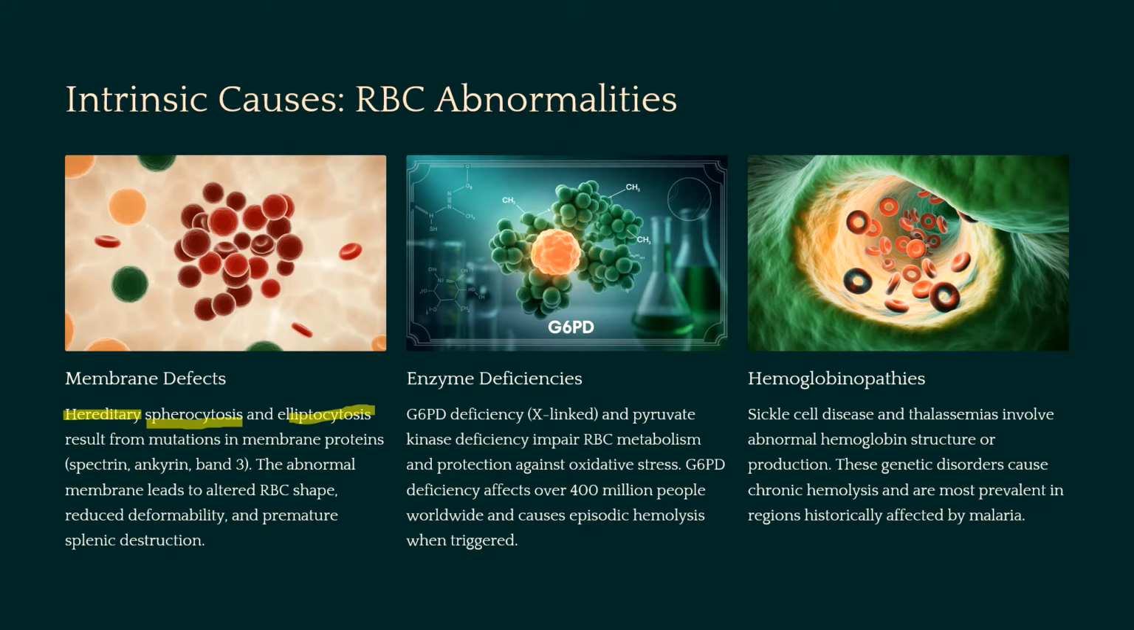And what happens there? There is a mutation of the membrane proteins present in the membrane on the outside of the RBC, which actually covers the RBC. Now, what are the proteins which are in problem? Spectrin, ankyrin, and band 3. The abnormal membrane leads to altered RBC shape. Naturally, if the membrane morphology is not good, then the normal feature of the RBC will also not appear. This causes reduced deformability and premature splenic destruction.